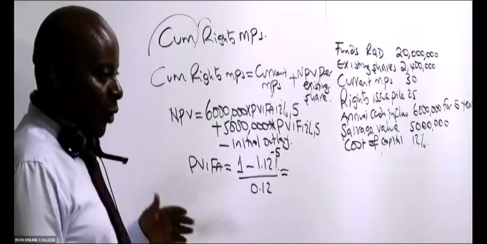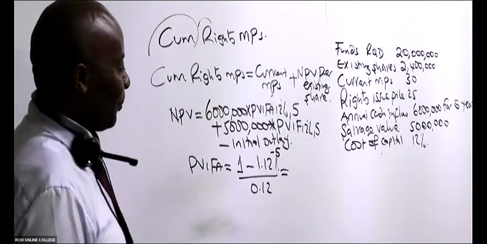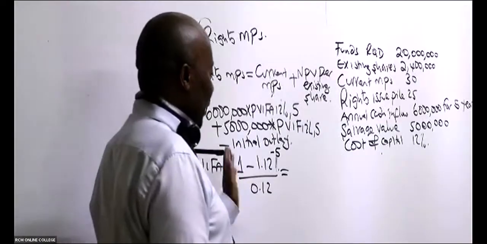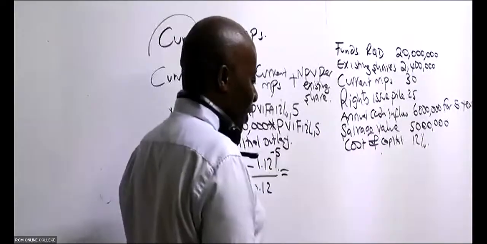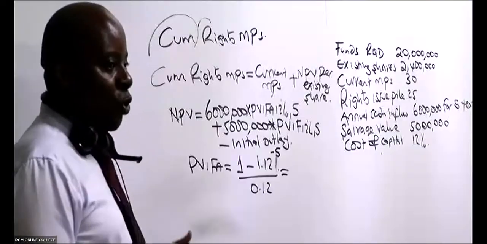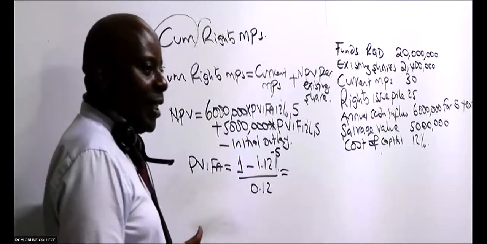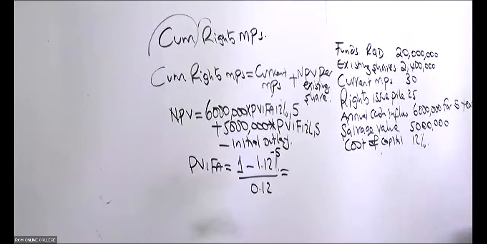Remember the formula of PV-FAR. I know right now I'm teaching experts. So 1 minus 1.12 raised to -5, and then we divide everything by 0.12. And what did we say about the Sunday class? We need to come one Sunday so that I can finish the mergers. The remaining topics are very, very light.